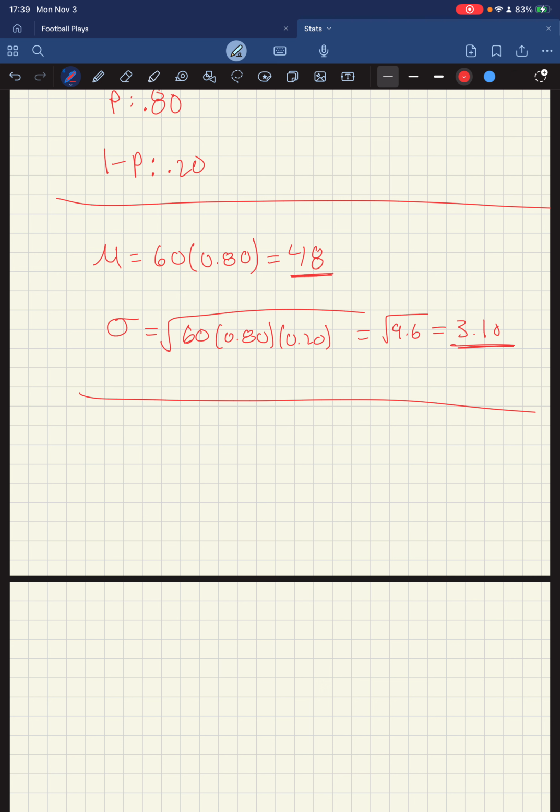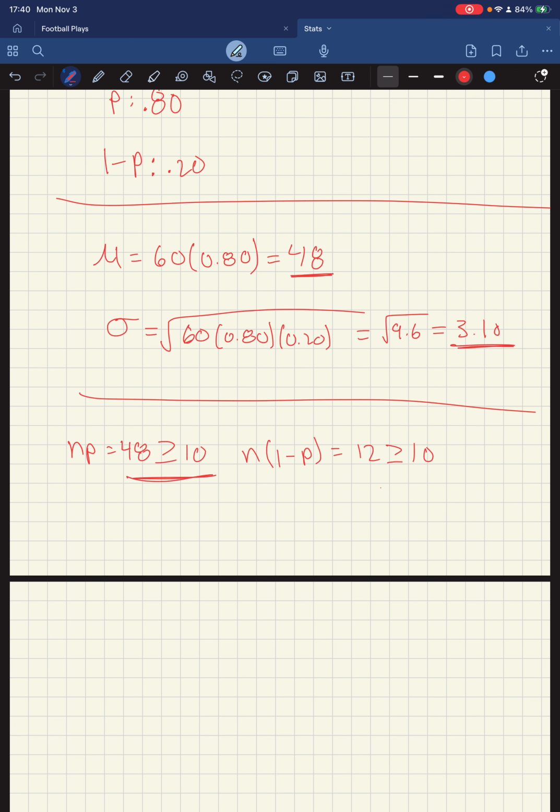Part 3, check whether the normal approximation to the binomial distribution can be used here. Show the values of np and n times 1 minus p and verify that they satisfy the rule of thumb that np is greater than or equal to 10 and n times 1 minus p is greater than or equal to 10. So all we're going to do is np equals 48, greater than or equal to 10, and then n times 1 minus p equals 12, greater than or equal to 10. Since the rule is satisfied, we can use a normal approximation here.